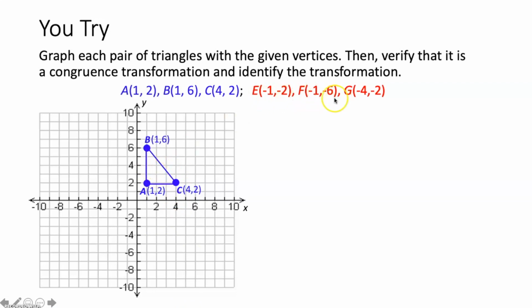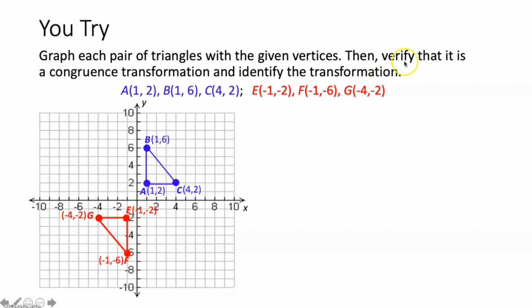Next, let's graph triangle EFG. So graph each of these vertices. Point E is at -1, -2. We go over -1 on the x-axis, down 2 on the y-axis, put point E. Point F is at -1, -6. We go over -1 on the x-axis, down 6 on the y-axis, put point F. And then point G is at -4, -2. We go over -4 on the x-axis, down 2 on the y-axis, put point G. There is our triangle. Oh, it's looking like these two might be congruent.